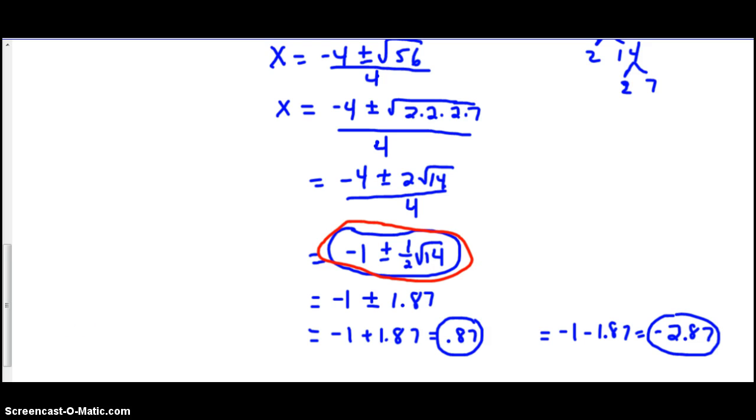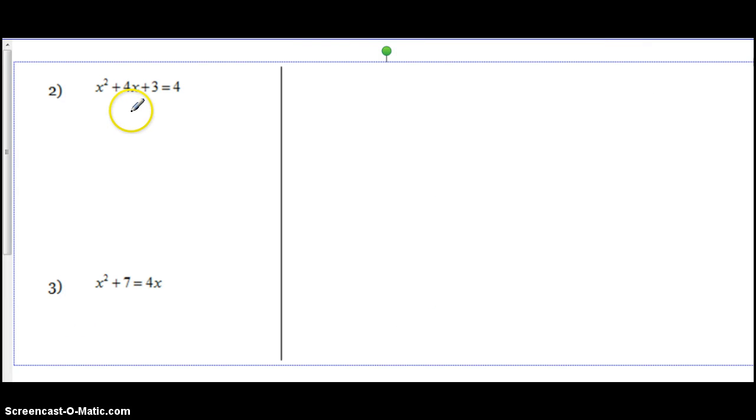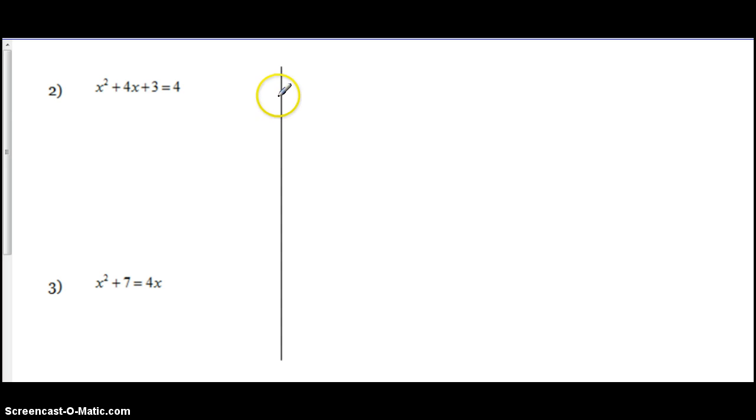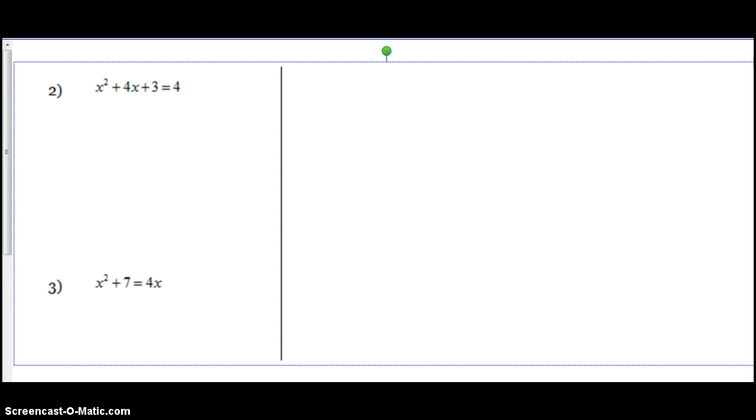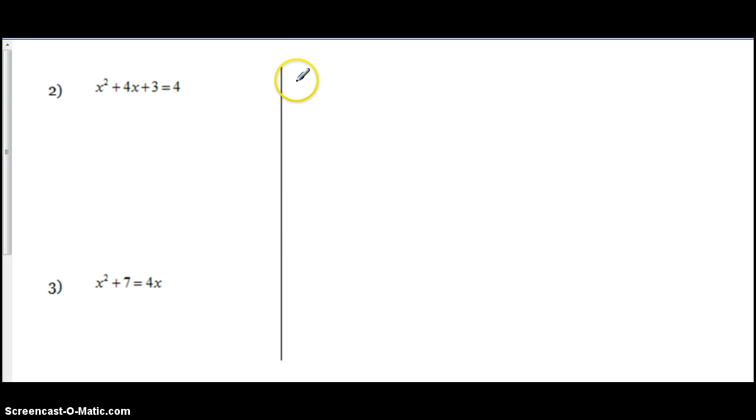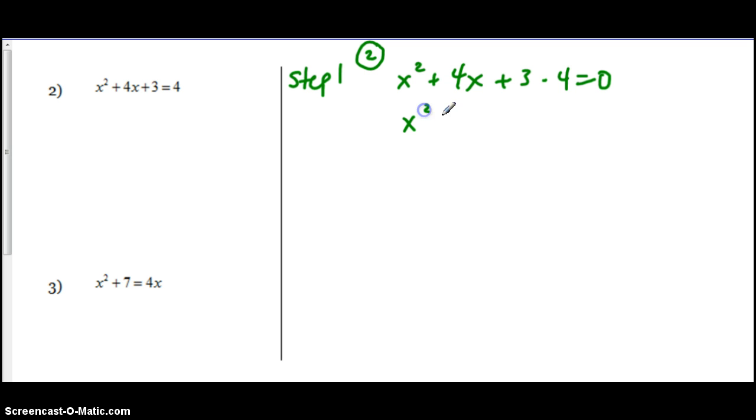Okay, let's look at problem number 2. So problem 2 is a little bit different in that it's not in standard form, so we have to do step 1. Step 1, remember, is moving everything to the same side and put it in standard form. So it's not set equal to 0, so we have to subtract 4 from both sides. Set it equal to 0, and then simplify. So then we have x squared plus 4x minus 1 equals 0.